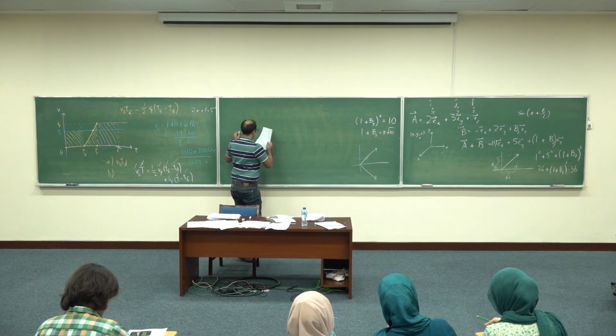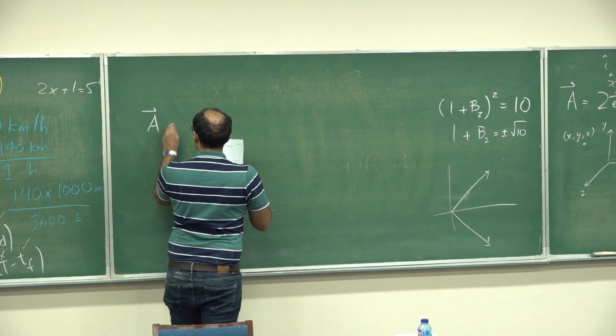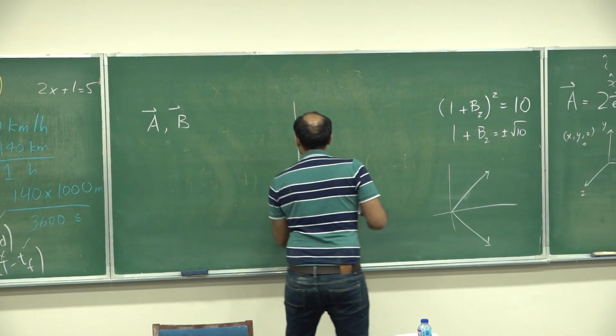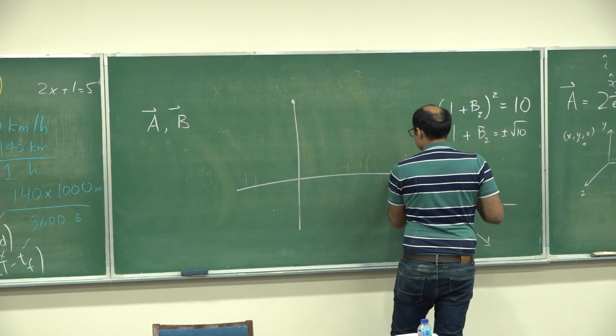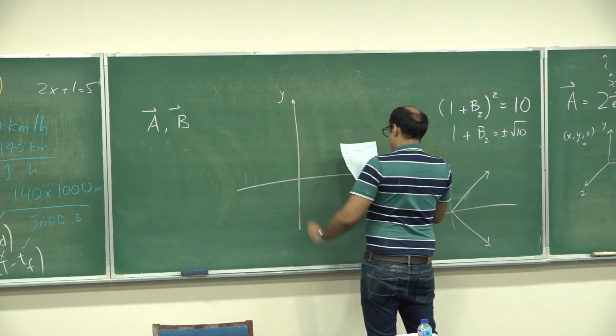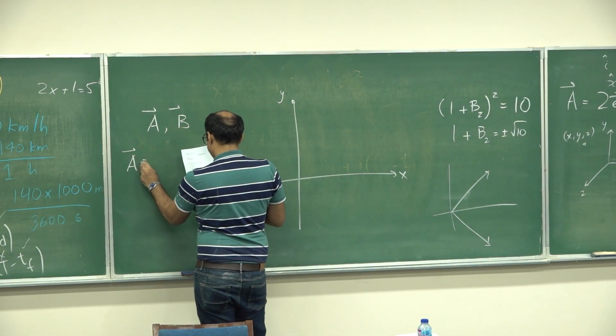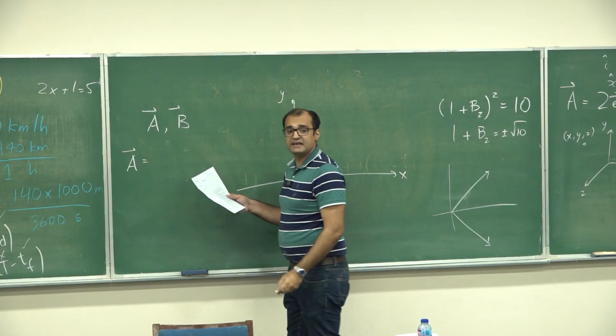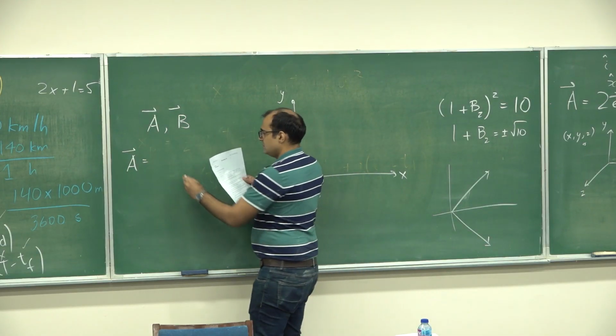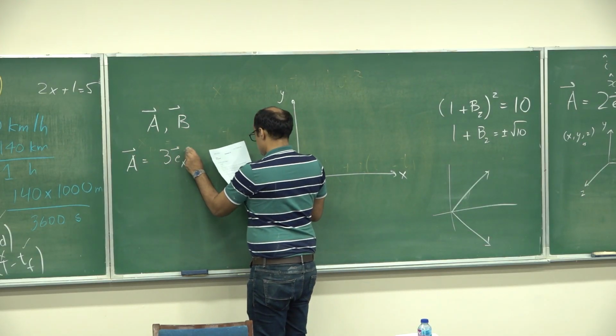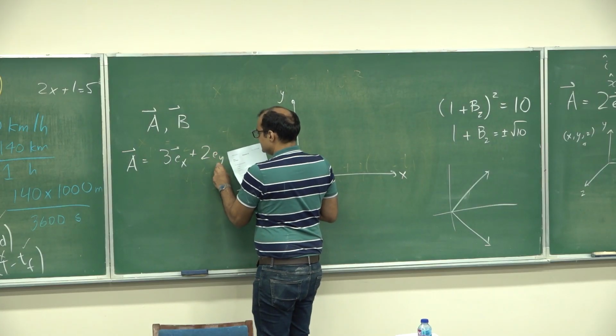Okay, so you have a vector A and you have another vector B. They lie in the xy plane, so let me just make the xy plane. And you have the vector A. Let's write down the vector A. First of all, in terms of unit vectors, what do you write down? 3ex plus 2ey. See?